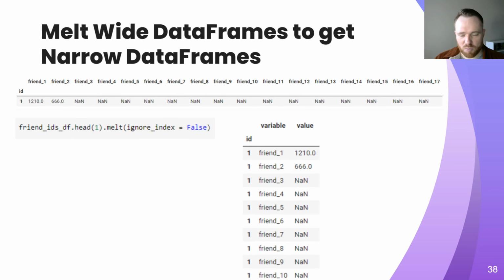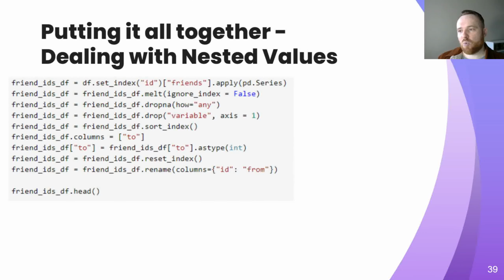At this point, I'm going to move a little bit faster, so we're going to put it all together. How did we deal with nested values? Well, we applied the Pandas Series function to a column called friends that had lists inside of it. We then melted it, okay? And in melting, we'll get a lot of empty values. So that's what dropna is doing.